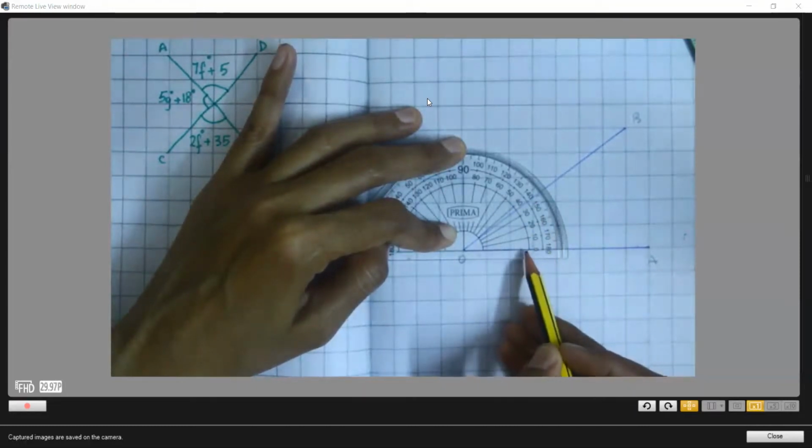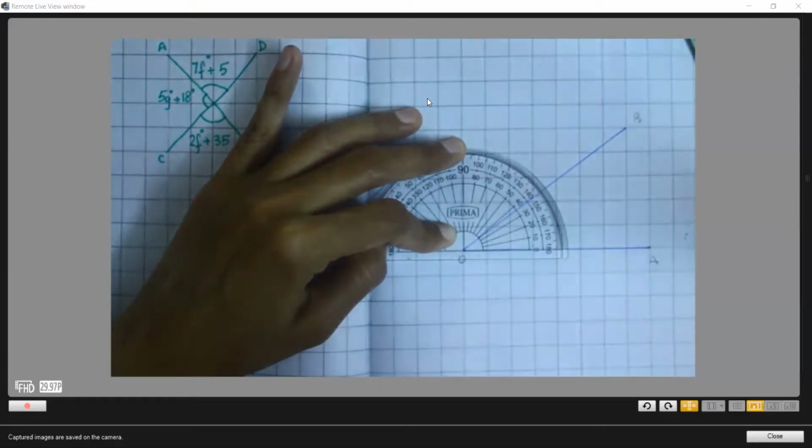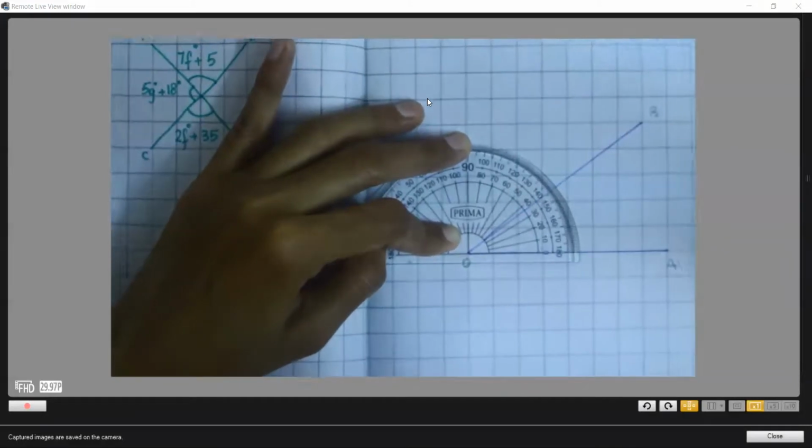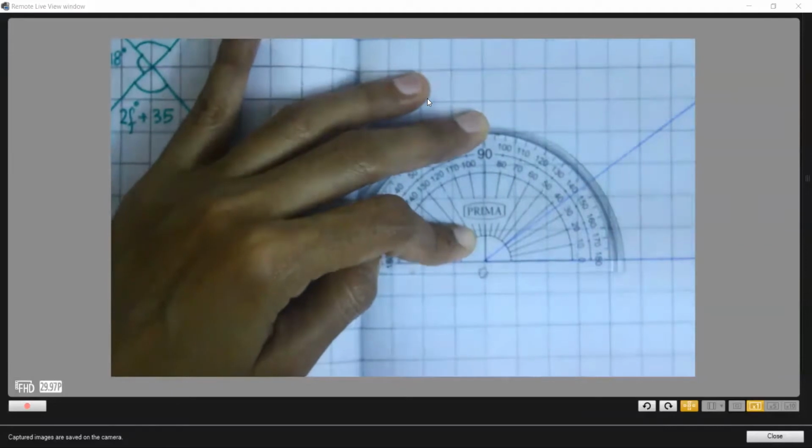So what is the reading, Sidra, here? Can you read it for me? Let me zoom in. Admit, Sidra.